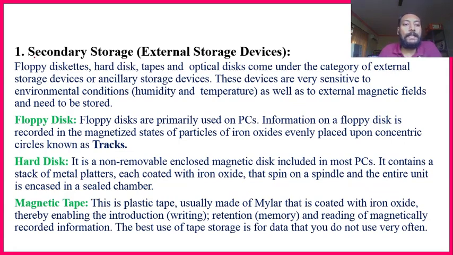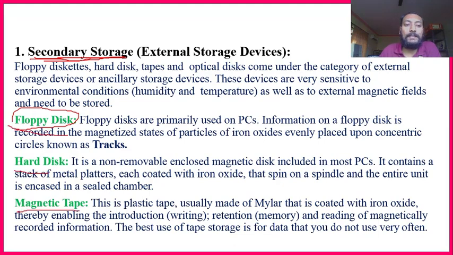Now the secondary storage. Some other secondary devices are there. We already discussed the primary and secondary. Primary means RAM, secondary means ROM. Now some other extra secondary devices are there. What is floppy disk, that I already told. Then hard disk and magnetic tapes.